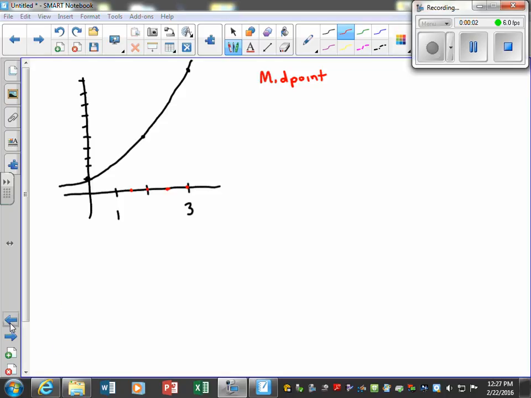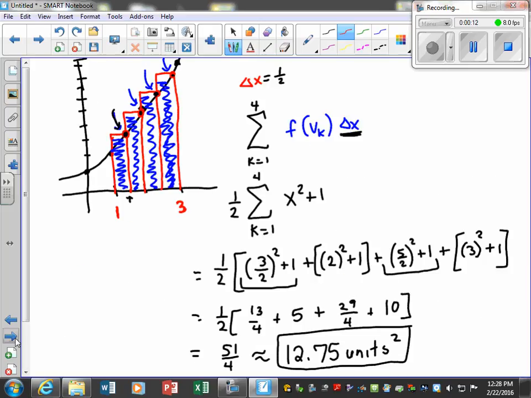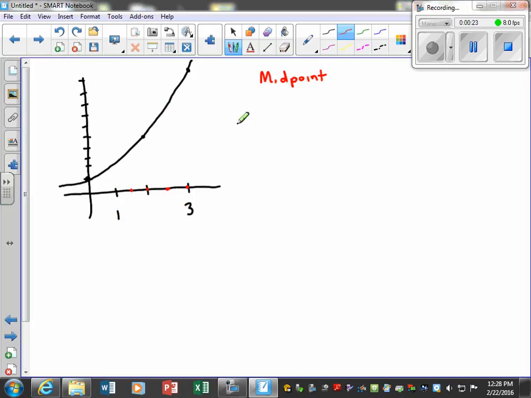Okay, so as we talked about before, under the graph with the left hand endpoint puts us at an underestimation of the area. Then we said if we did a right hand endpoint and we were above the graph, it was a little bit of an overestimation. So we're going to try to balance that out a bit and say, what if we chose a midpoint?